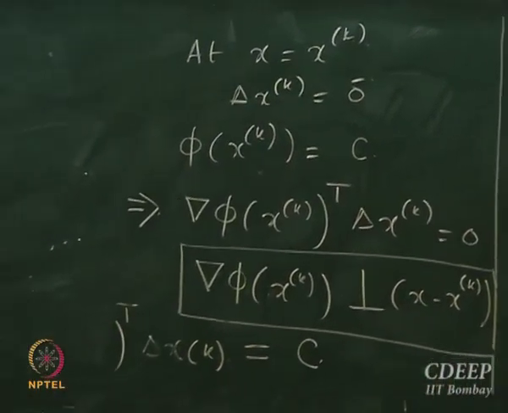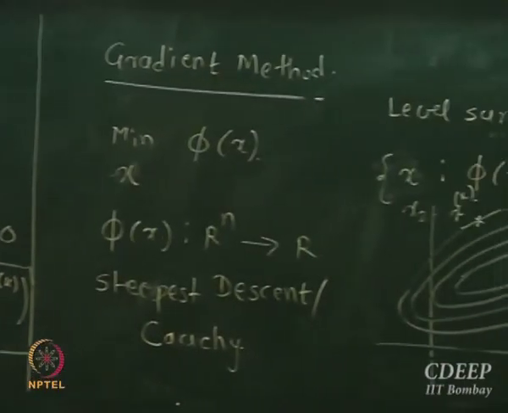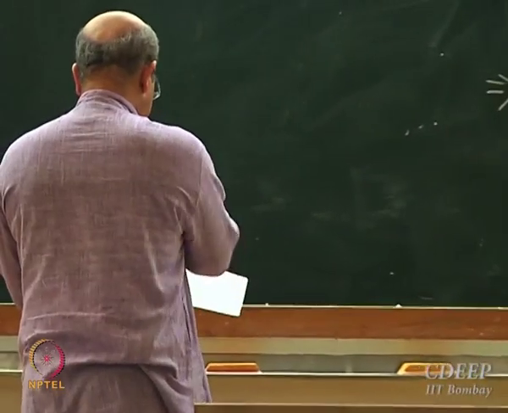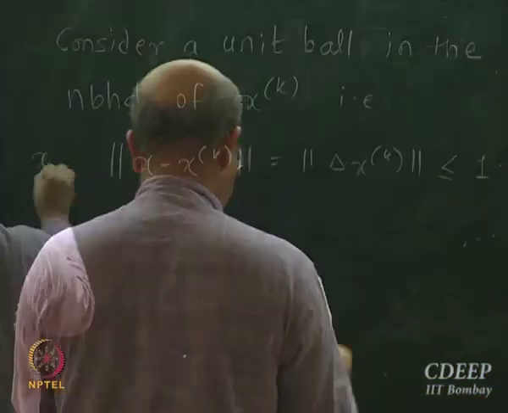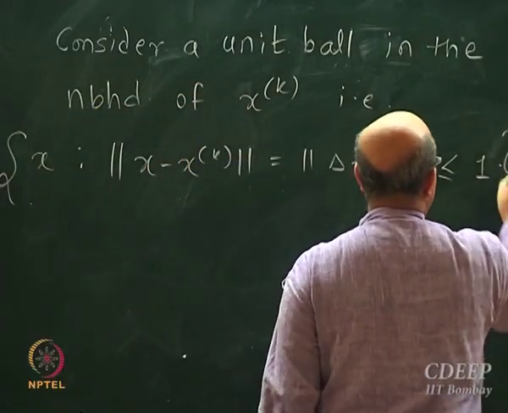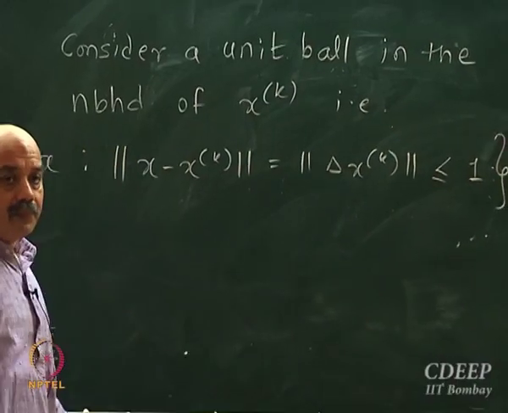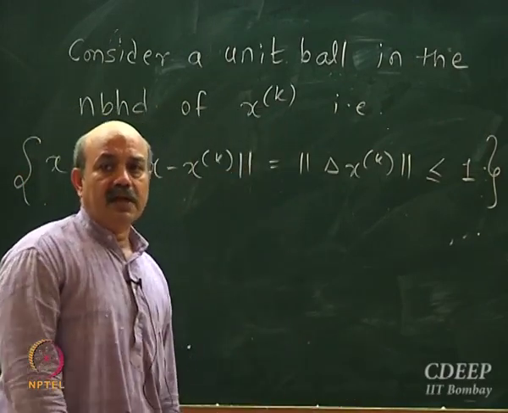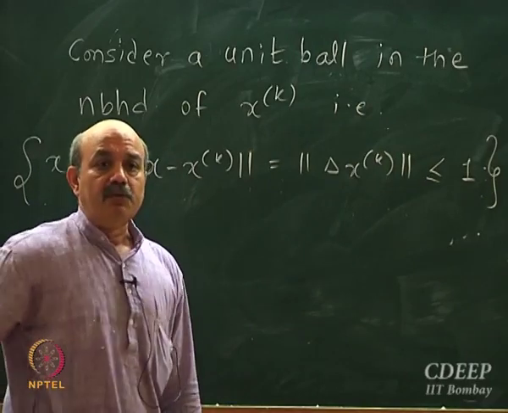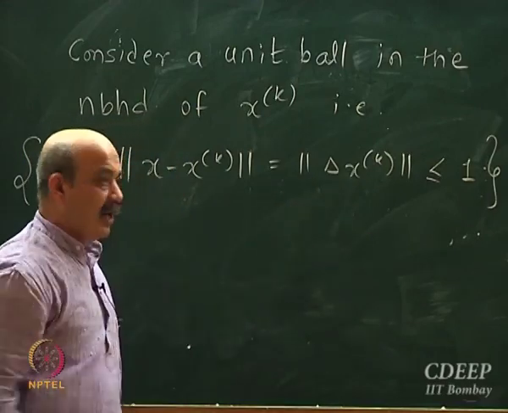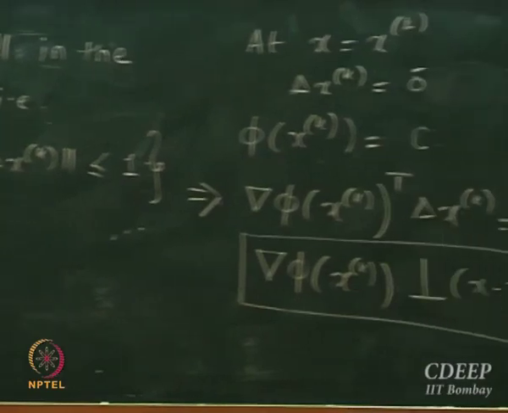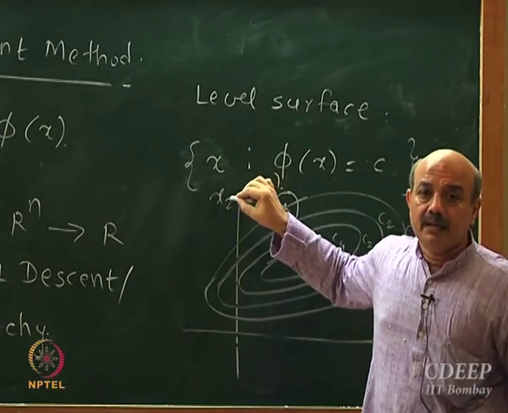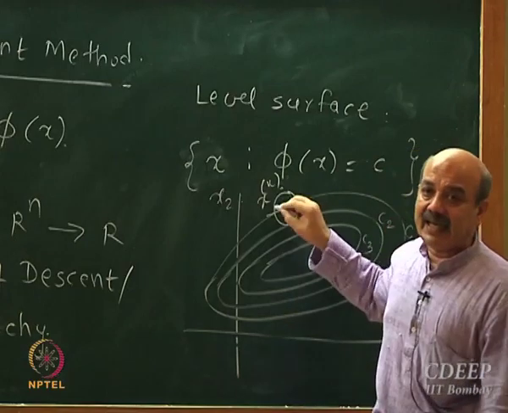So the first interpretation that we have learnt here is that this is nothing but the equation of the tangent hyperplane, and delta xk is perpendicular to the gradient locally. Now I am looking at the set of all x. I am looking at a unit ball in the neighborhood of xk. I am constructing a small unit ball in the neighborhood of xk, such that it is the set of all points for which the magnitude of delta xk is unity. If you go back to this figure, I am constructing a small unit ball here, such that you pick up any point, its distance from xk is less than 1.